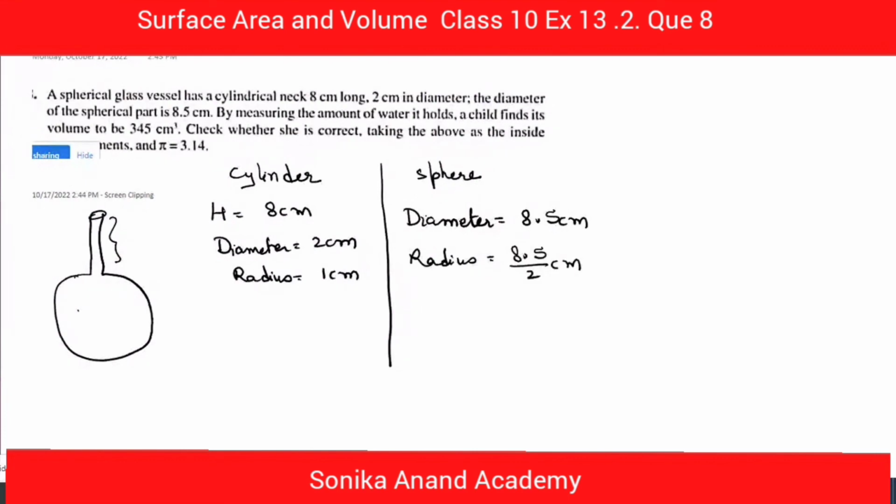Clear? Now, by measuring the amount of water it holds, a child finds its volume is 345. Now, a child fills the water in it and she says that the volume is 345. Now, check whether she is correct or not. That means we have to find the volume of this cylindrical spherical glass vessel. So, volume of vessel is equal to volume of cylinder plus volume of sphere.